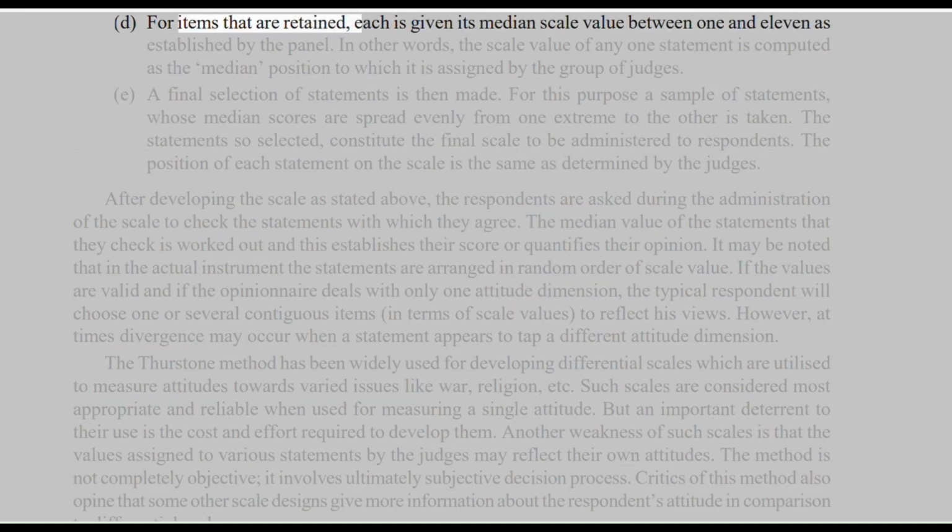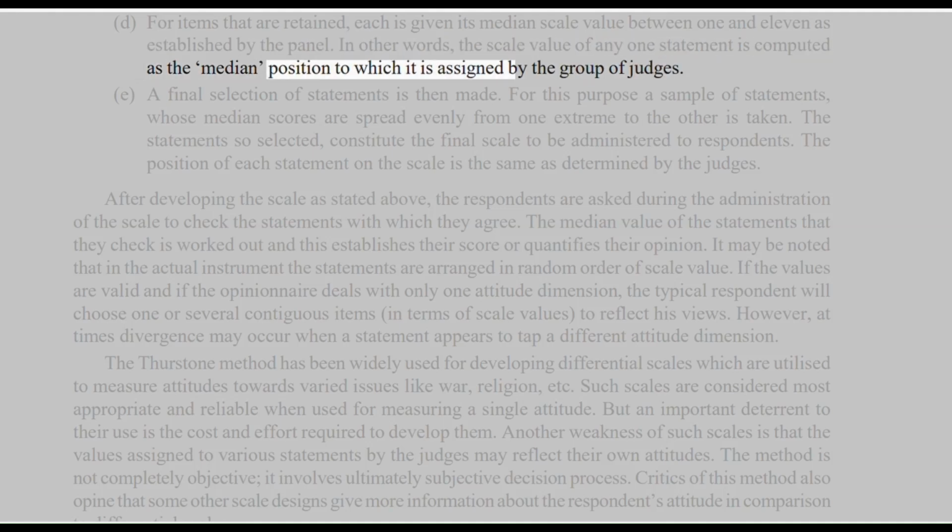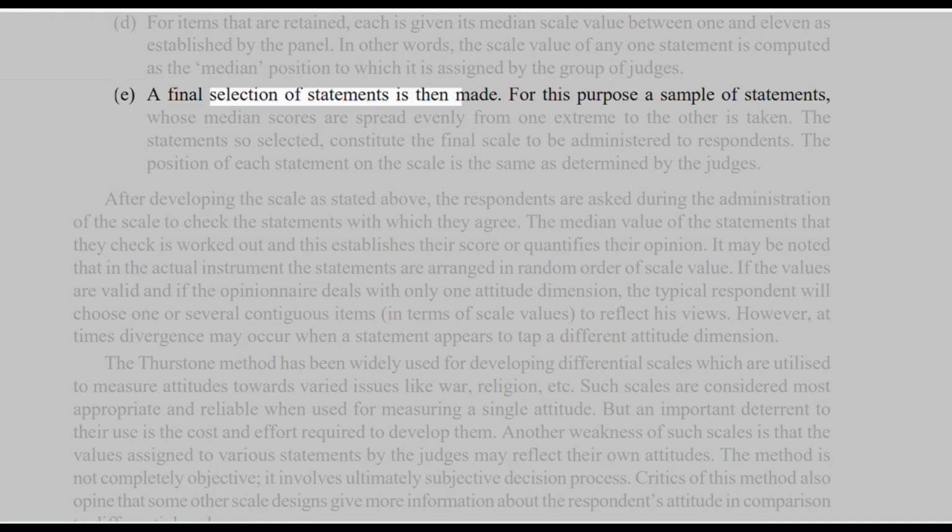D. For items that are retained, each is given its median scale value between 1 and 11 as established by the panel. In other words, the scale value of any one statement is computed as the median position to which it is assigned by the group of judges. E. A final selection of statements is then made.